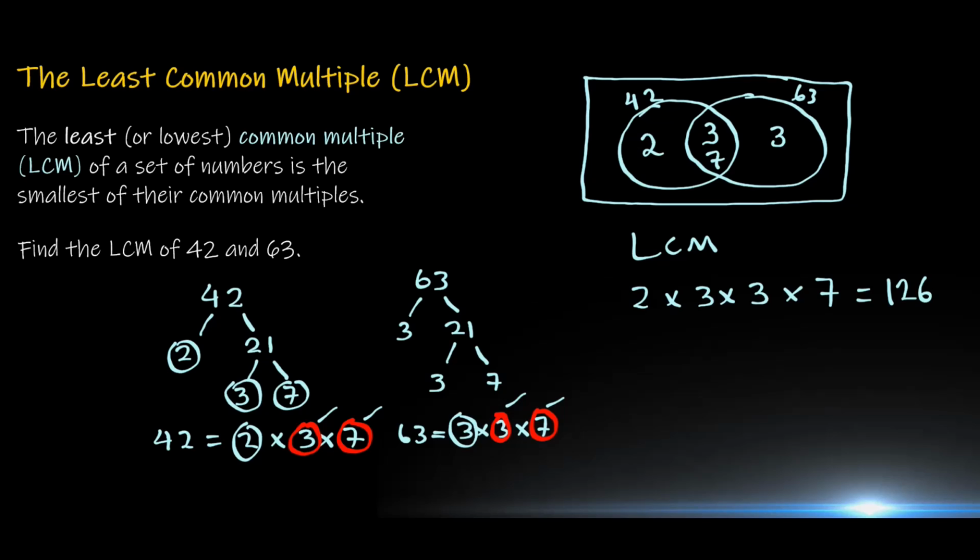What that basically means is the first number that occurs in both the multiplication tables of 42 and 63 is 126.